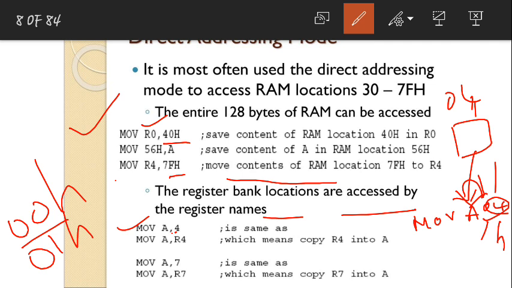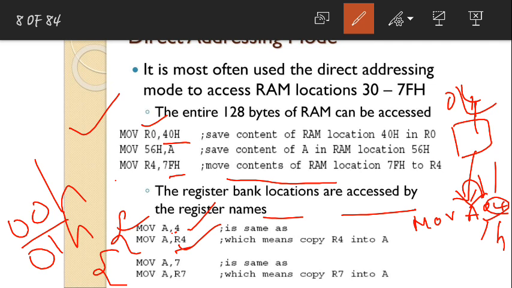And similarly, instead of writing 04, some direct address, what I can do is call it by name. I can access it by name, that is R4. So it means copy R4 into A. This is also the same as copying the content present in the 04H location into A. If I write it in hexa, I will write it as 04H. This is considered decimal 4. Whatever is there in that 4, I am loading into A. So both are the same. I can either call it by its direct address or by its register name.